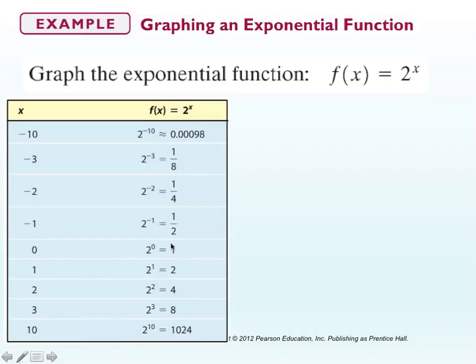Anything to the 0 power is just going to be 1. 2 to the first power is going to be 2. 2 squared gives you 4. 2 cubed gives you 8. And 2 to the 10th gives you 1024.